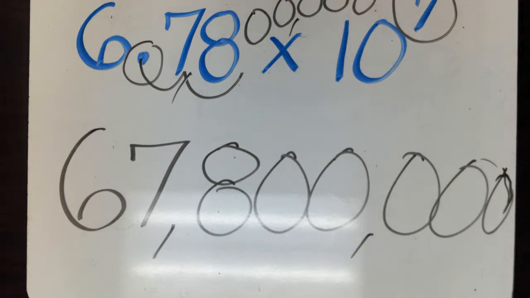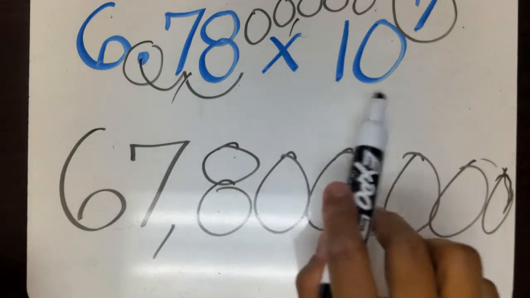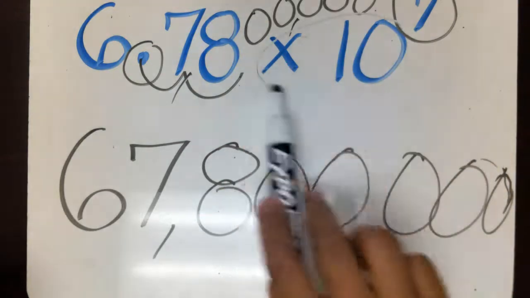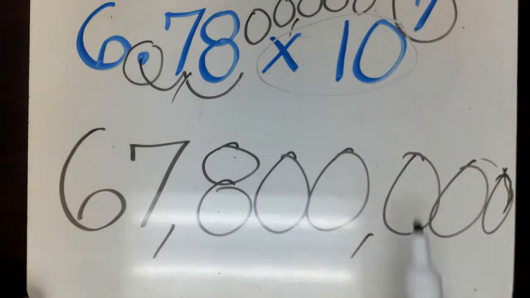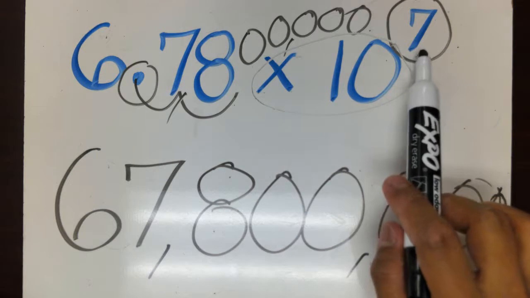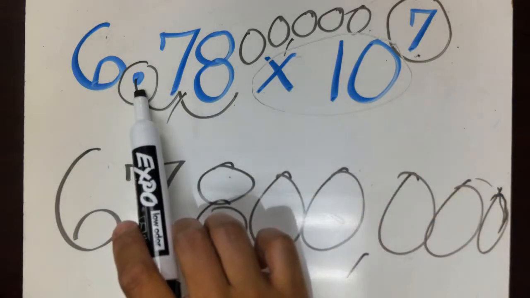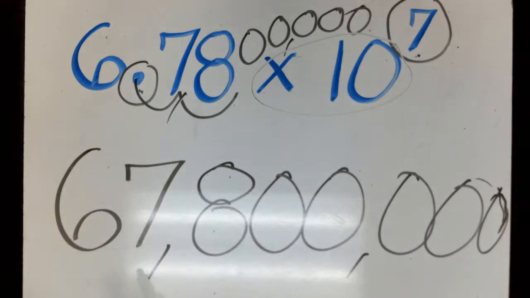Let's have a question. So we don't do anything with the 10? No. The 10, remember, is for the scientific notation. That's the format of scientific notation. So you do not mind it when you are expanding. What you're minding is the exponent, which tells you where to move your decimal point and how many times.